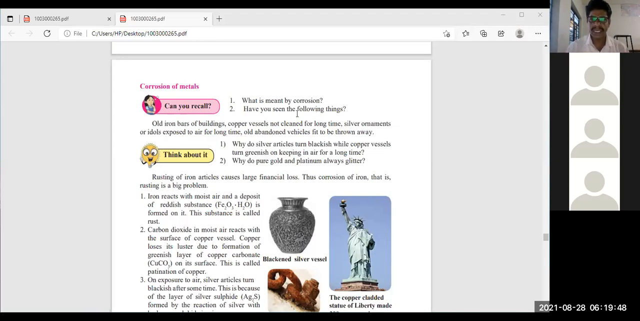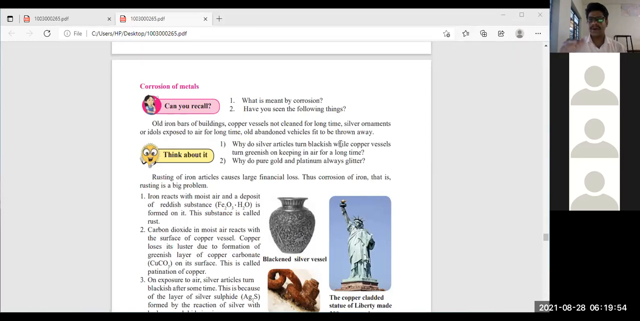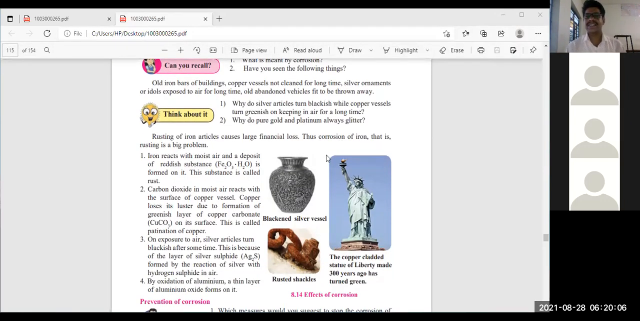Remember. Old iron bars of buildings, or copper vessels not cleaned for a long time, you can see that those metals get one layer, a reddish layer or greenish layer. So this is corrosion. Rusting of iron articles causes large financial loss, so corrosion of iron is a big problem.